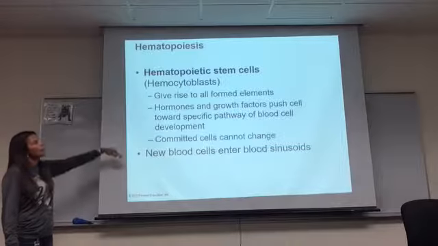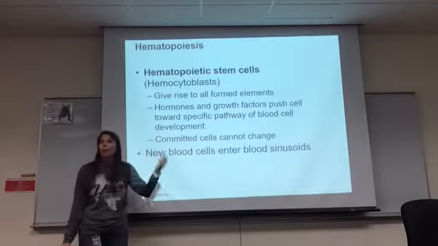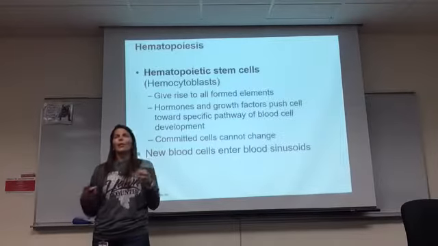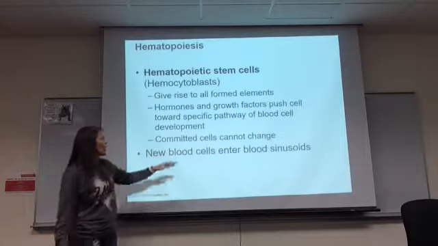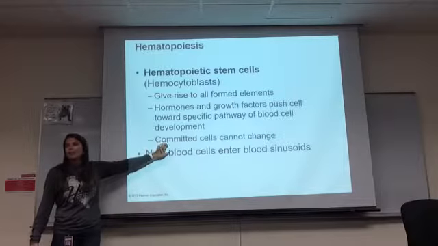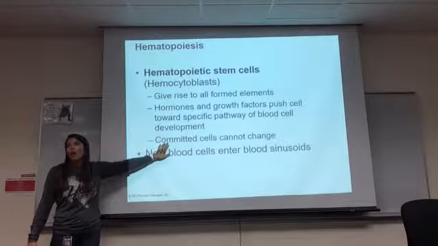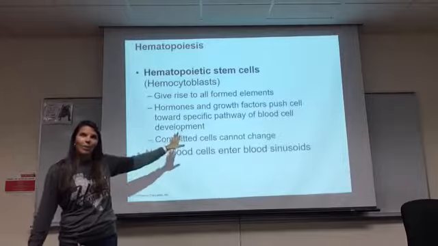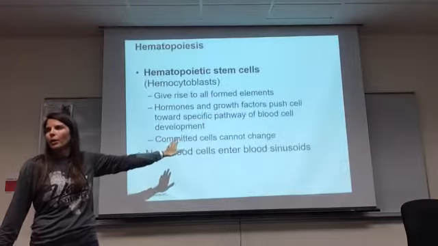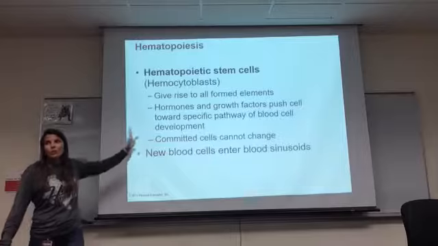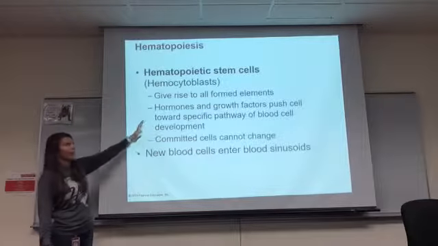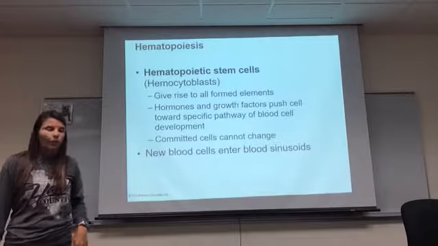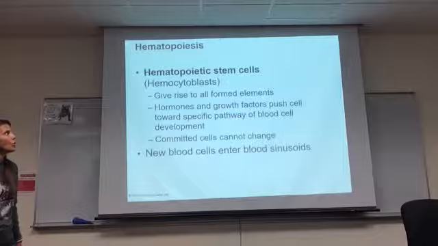Okay? Then it will determine, hey, I'm going to become a red blood cell. Once it decides to become a red blood cell, it can't say, wait a second, no, I want to become a white blood cell. It mentions here that once they've committed to a cell line, they cannot change. They all start out the same, but once you commit to one, you can't back up and say, oh wait, I want to be a platelet. Okay? So they're forced to complete their life based on whichever way they commit to. Once any of those blood cells are ready for circulation, they'll enter the sinusoids and go into circulation.